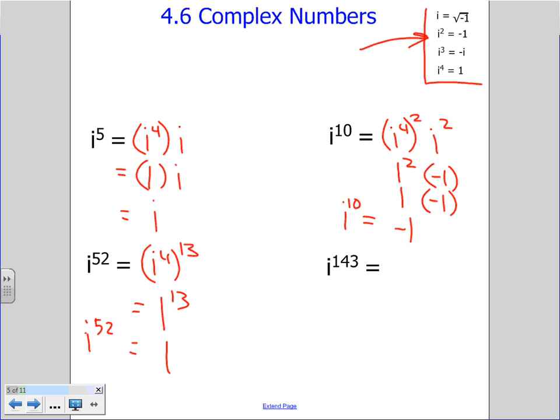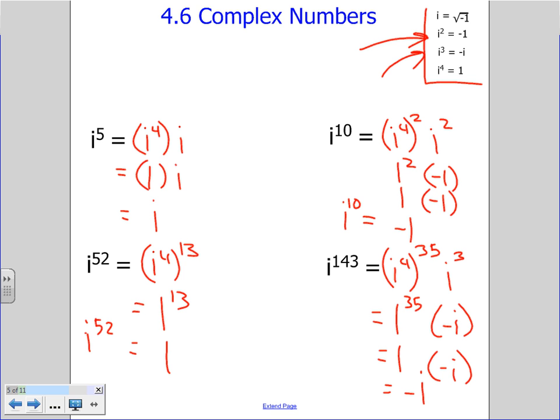I to the 143rd, so again, I'm going to look, how many times does 4 go into 143? So I'm going to start with I to the fourth power. 4 goes into 143, let's see, 35 times, with 3 left over. I'm just going to check my math real quick. 35 times 4 is 140 with a remainder of 3. That looks pretty good. So we have 1 raised to the 35th power, which obviously is just 1. And I cubed, we're looking up here again, is negative I. So what's 1 times negative I? Guess what? Negative I. So our answer for I to the 143rd power is negative I.